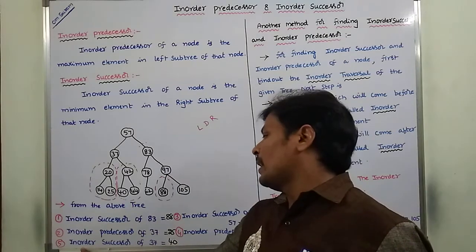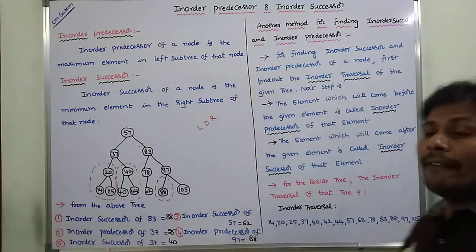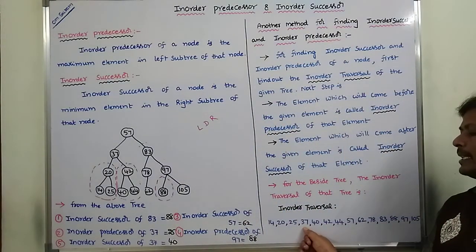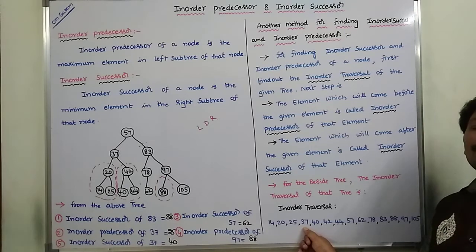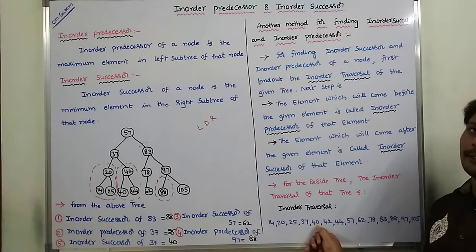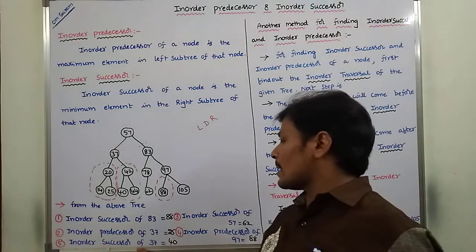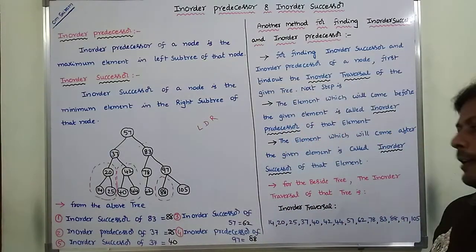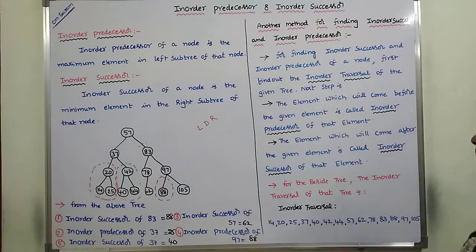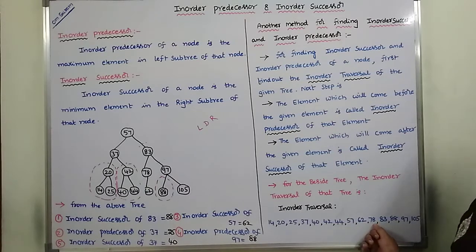Next, fifth, inorder successor of 37. Inorder successor of 37 means one step forward, that is 40. Therefore, the inorder successor of 37 is 40. Next, we can take any element, for example 62. Inorder successor of 62 is 78. Inorder predecessor of 62 is 57.